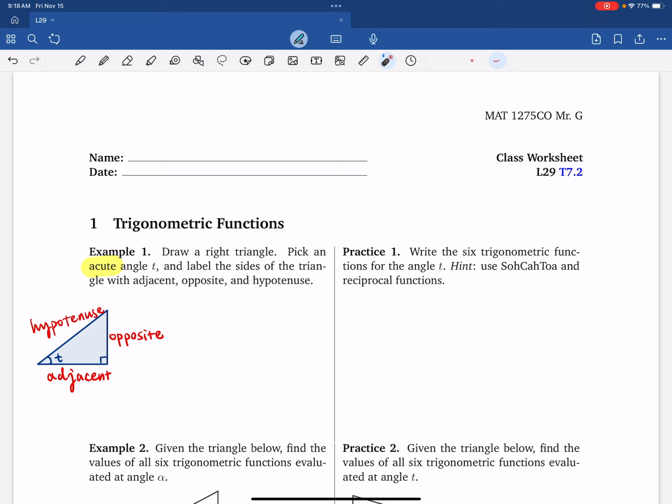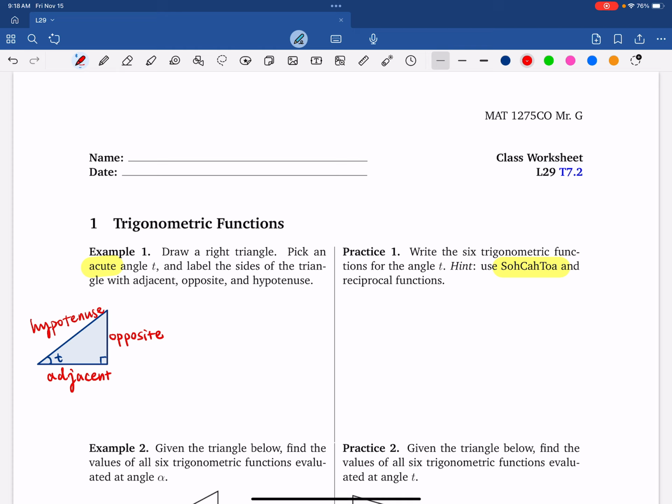Okay, very good. Next, we're going to move on to practice 1. Practice 1 is the introduction of the 6 trigonometric functions based on this right triangle that we just created. And I have a little thing for you to remember, which is right here, SOHCAHTOA. So that's how you pronounce this. And how do you use this, right?